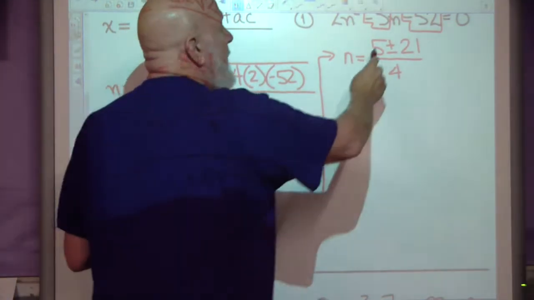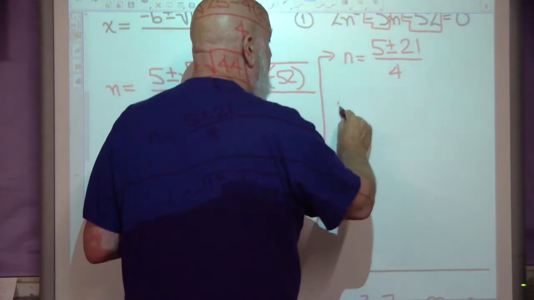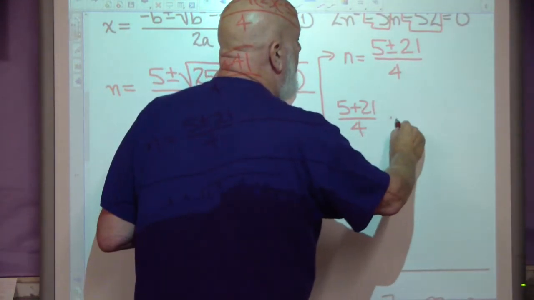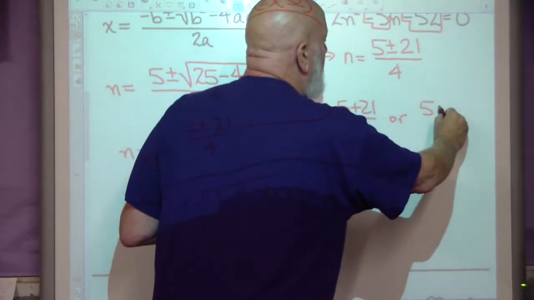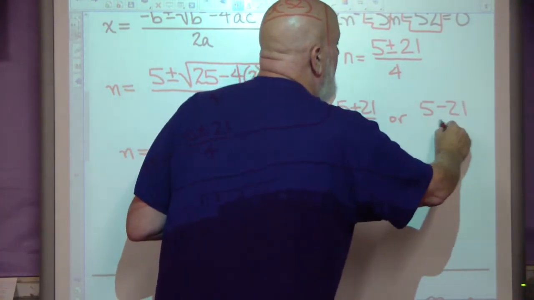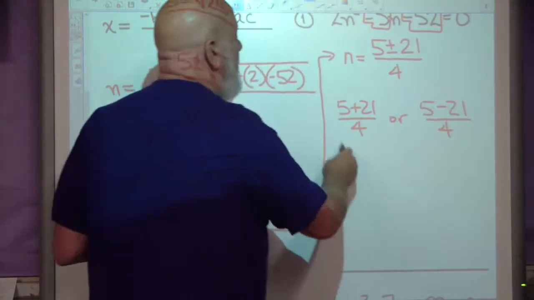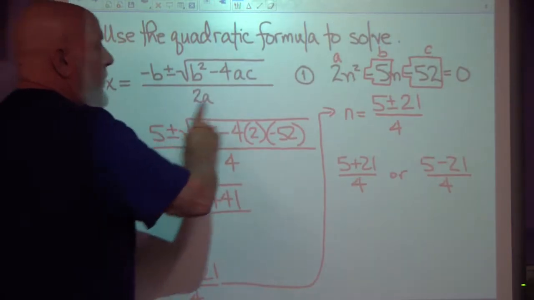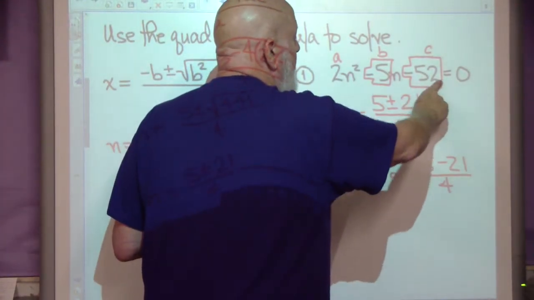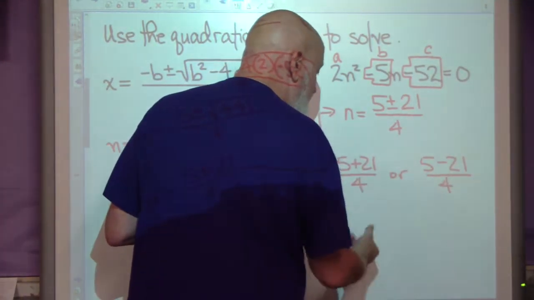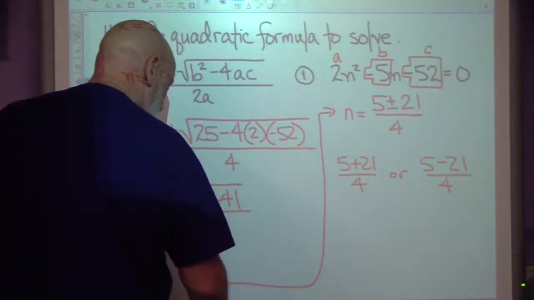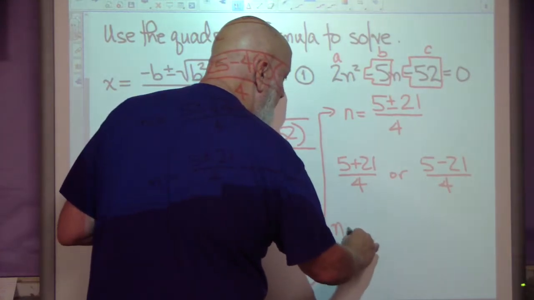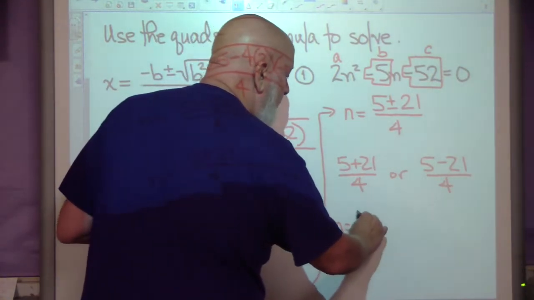This means 5 plus 21 over 4, or 5 minus 21 over 4. That's what plus or minus means. Those are our end values that will make this original equation true. So I want to evaluate these and simplify. These are our end values, so n will equal, this is 26 over 4.